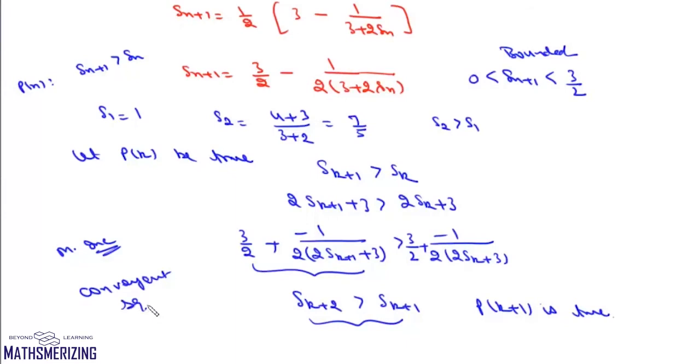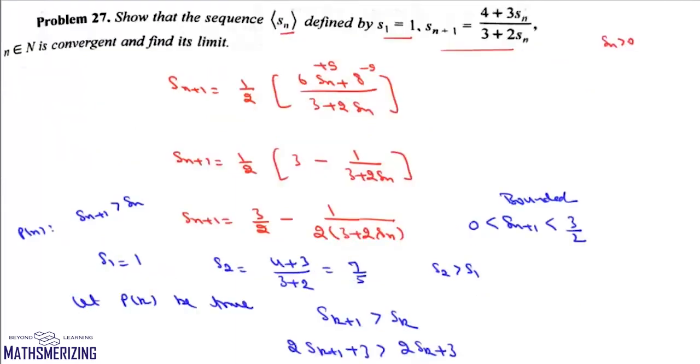Now we need to find the limit of this sequence. Now let the limit of the sequence be L. So we can write L equals (4 plus 3L) upon (3 plus 2L). So we'll get 2L square equals 4. Then the value of L is simply root 2. So the limit of the sequence will be root 2.